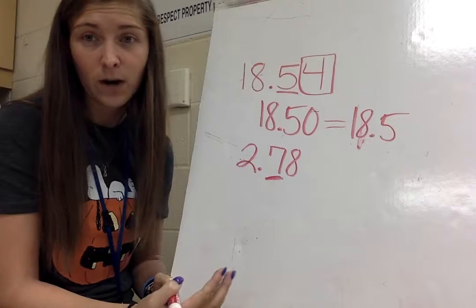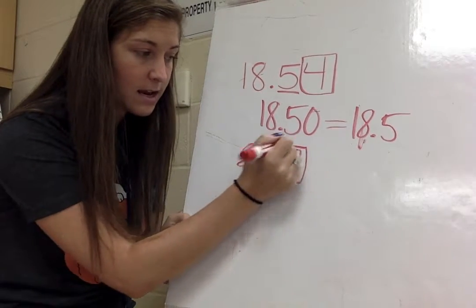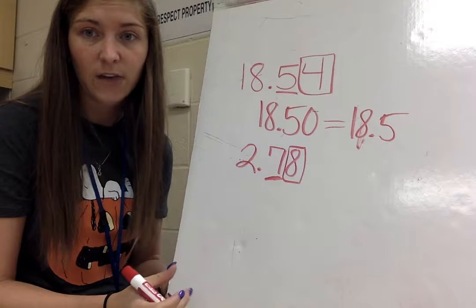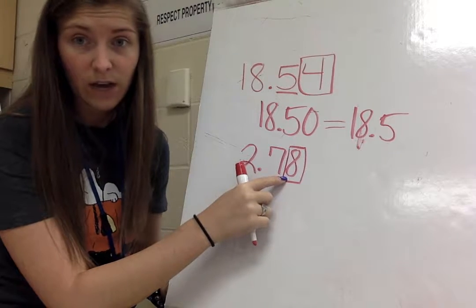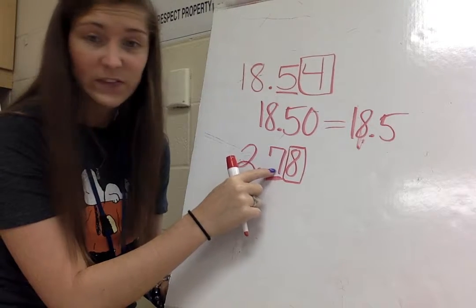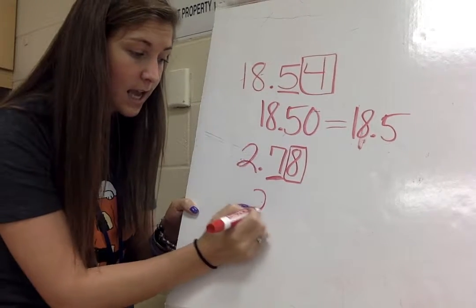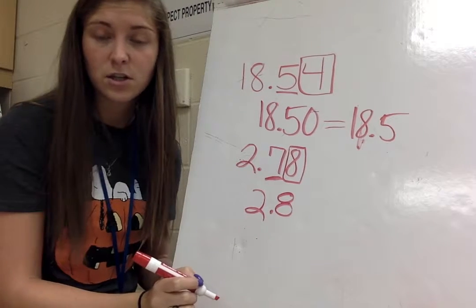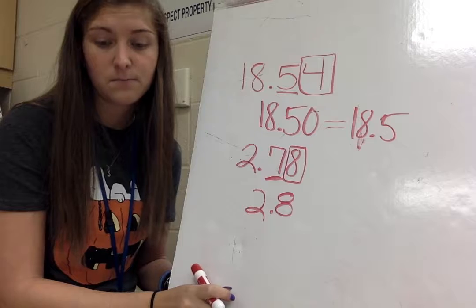So I underline where I'm rounding to, and then I have to look next door. I'm going to box the 8 because that's the number I have to know whether it's greater than 5 or less than 5. 8 is greater than 5, so that means I'm going to have to add 1 more to the 7, and 7 plus 1 is 8. So if I round it, my answer is just going to be 2.8, or 2 and 8 tenths.